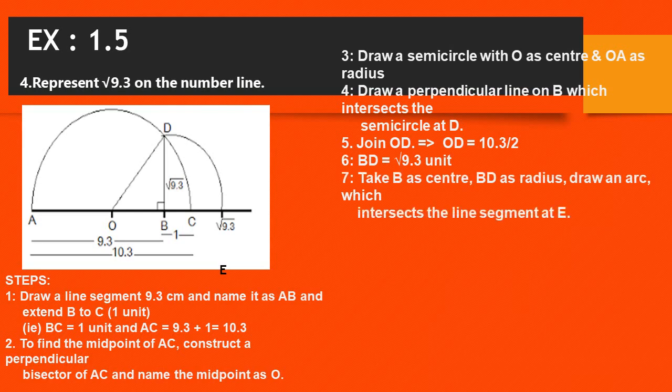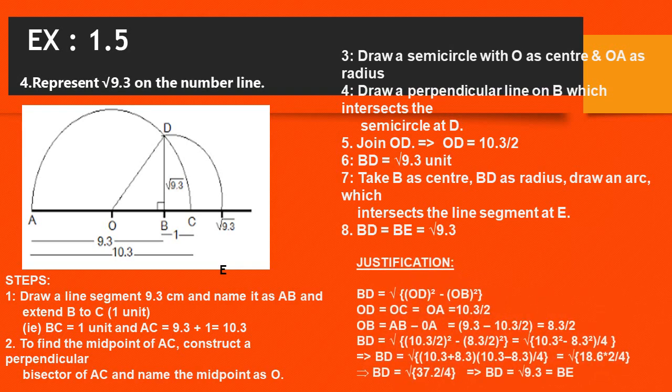Since the figure represents a right angle triangle, named OBD, OD represents the hypotenuse and BD as well as OB are legs of the right angle triangle. So we can apply the Pythagoras theorem to find out the value of BD. Hence we get BD equal to square root of 9.3. I will tell you how to find out this calculation using the justification method.